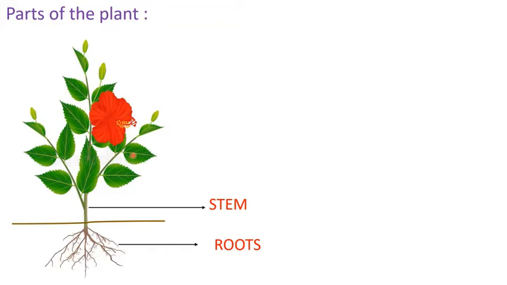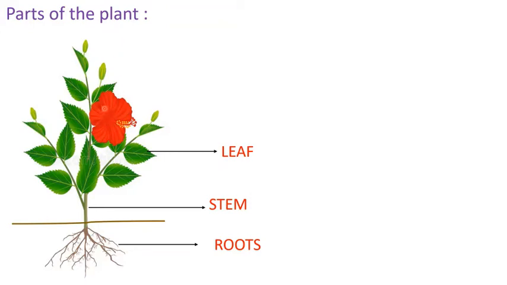Next, what is this, children? What do we call this as? Yes, it is leaf. Leaves are the most important part of a plant, and green leaves prepare food for the plants. So they are called as the kitchen of the plants.